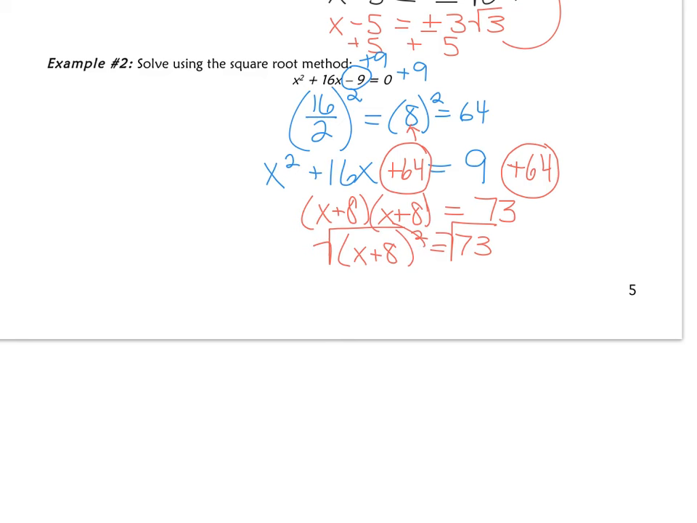Squaring undoes square rooting, so x plus 8 is going to equal, now 73 is prime, so it doesn't break down into anything, so it's plus or minus the square root of 73. Subtract 8 from both sides, and you end up with x equals negative 8 plus or minus the square root of 73 is your final answer.